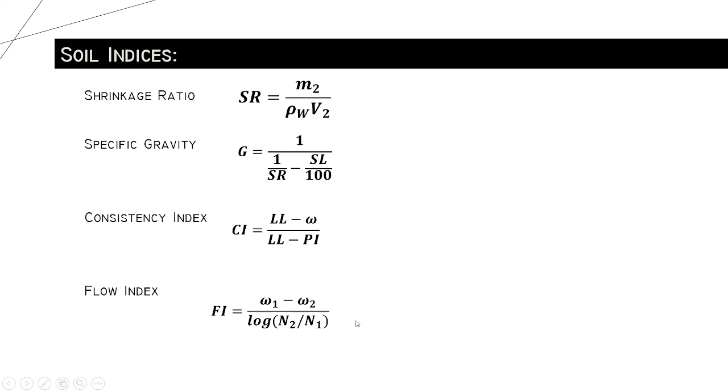So, I have forgotten to mention that the straight line we created in determining the liquid limit is called the flow curve. So, flow curve, that is the line in the determination of liquid limit. And then, the slope of the flow curve is called the flow index. So, that is all for our discussion of Atterberg limits.